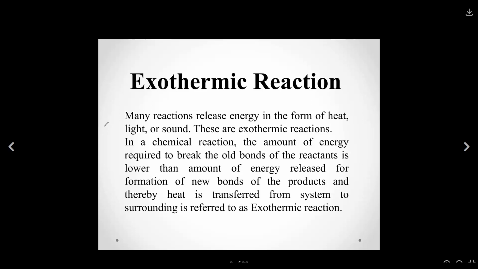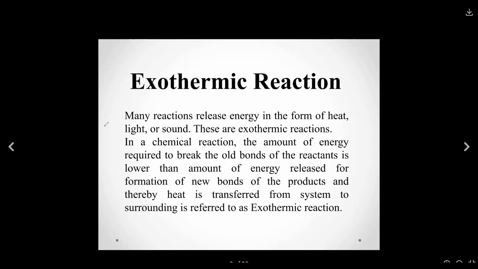So it's referred to as an exothermic reaction. In simple terms, in an exothermic reaction, the heat or the energy that is needed to break down the whole bond from the reactant is lower than the energy produced after the formation of a new bond in the product. And that is why, because the energy of the product is greater than the energy of the reactant, heat is usually released after the reaction.